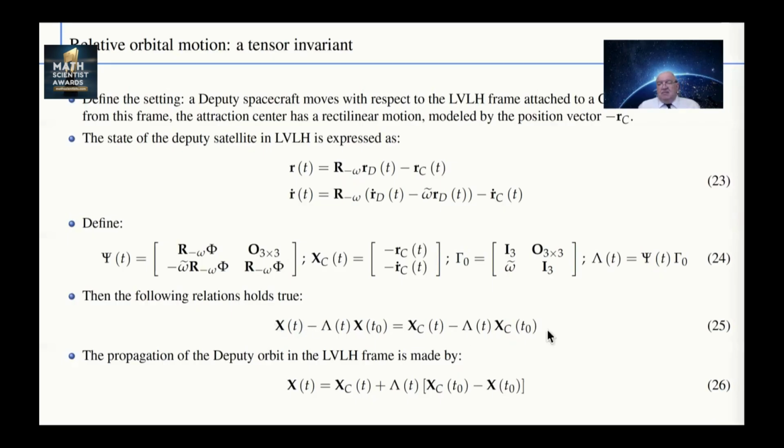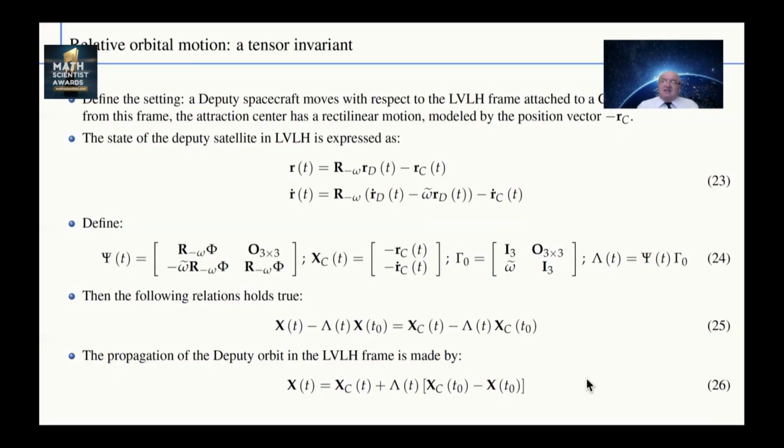It is expressed by this equation, the six-dimensional constant of motion. This is a state of the attraction center with respect to the local vertical, local horizontal reference frame, and matrix lambda is this. The propagation of the deputy orbit in the local vertical, local horizontal frame is given by this equation.